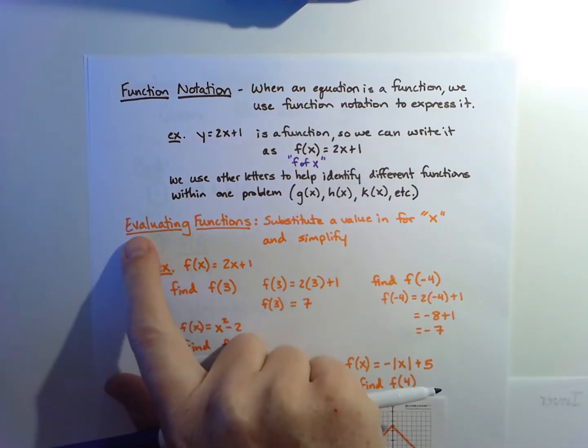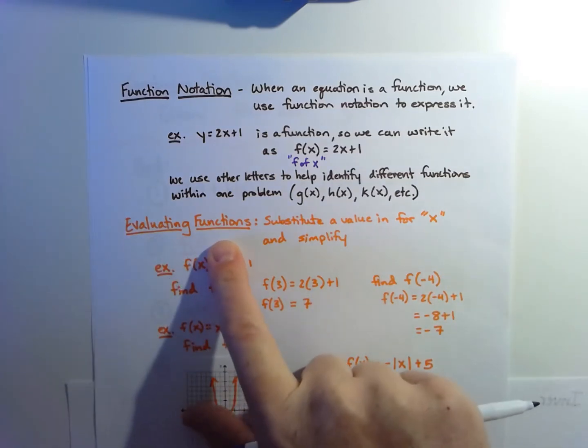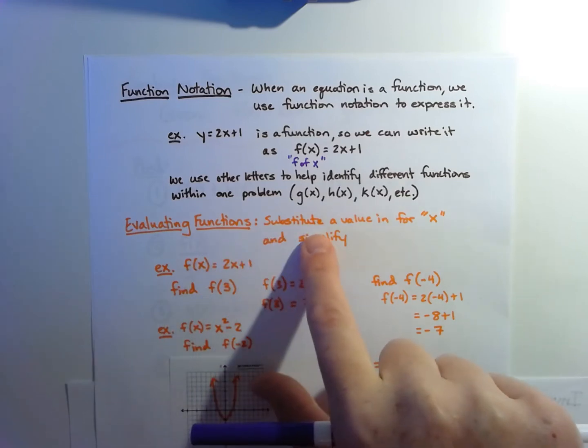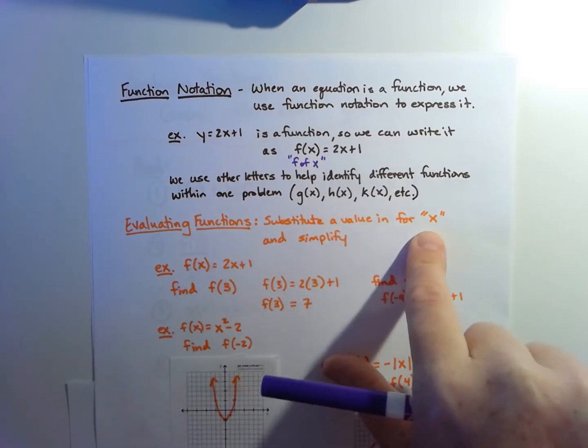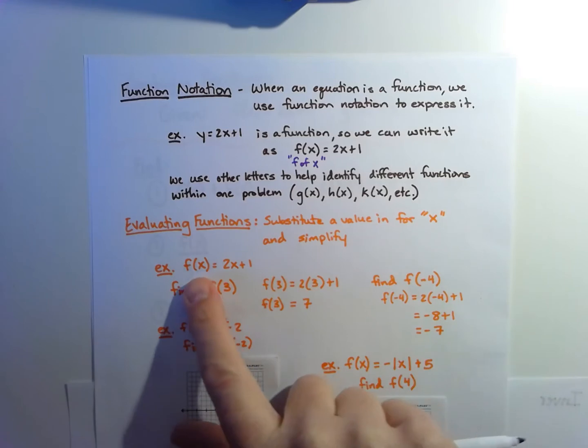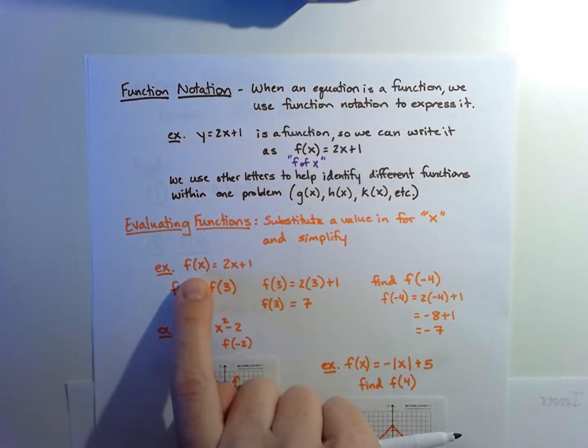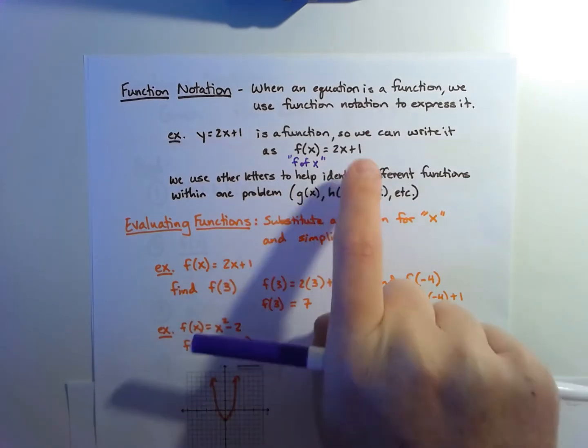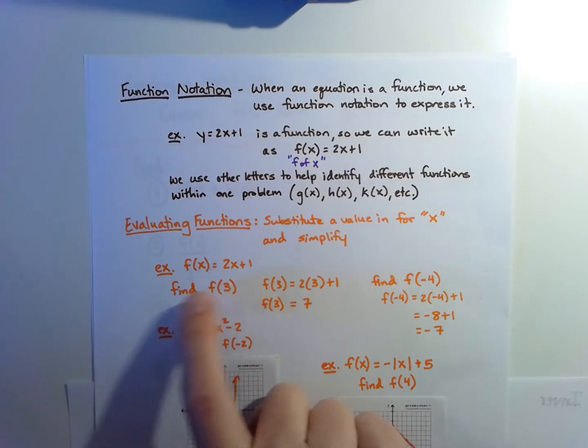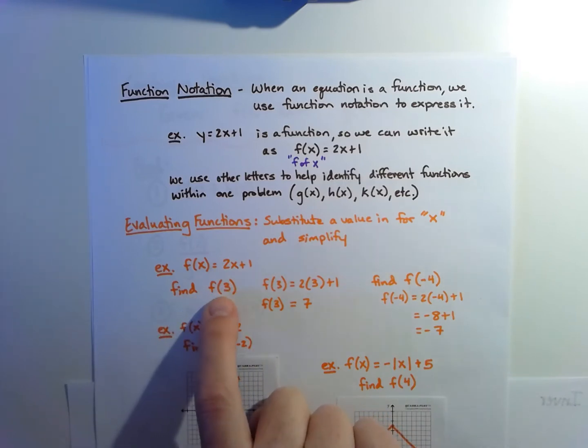Then we talk about evaluating functions. This is something else we do with them. That's when you substitute a value in for x and simplify. So let's look at this example. We're given f of x equals 2x plus 1, the same example we had up here at the top. And we're asked to find f of 3.